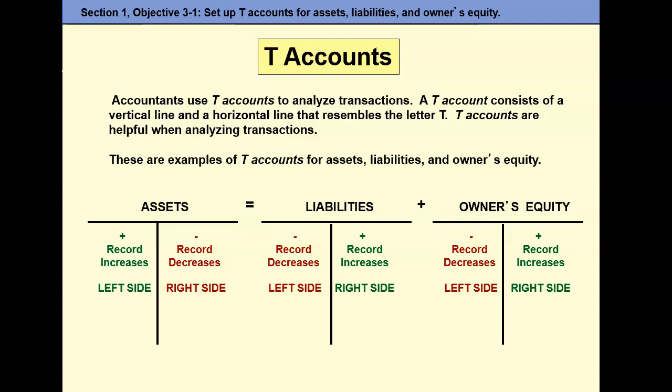So focus on what side of the account will make the account increase. Again, assets increase on the left-hand side of the T account. Liabilities and owner's equity increase on the right-hand side of the T account. If you know what side of the account will make the account increase, then the accounts must decrease on the opposite side of the T account.